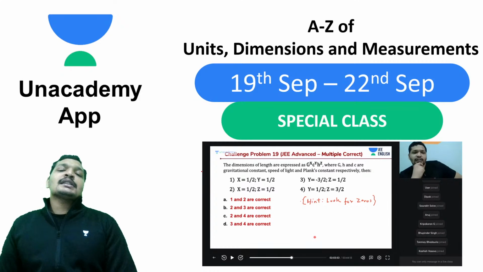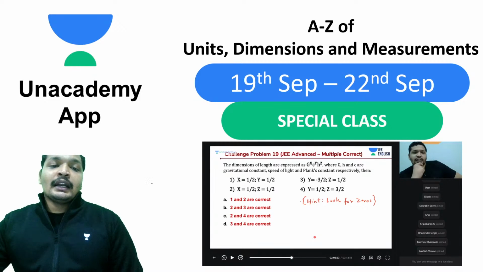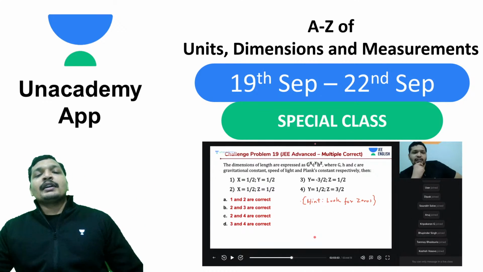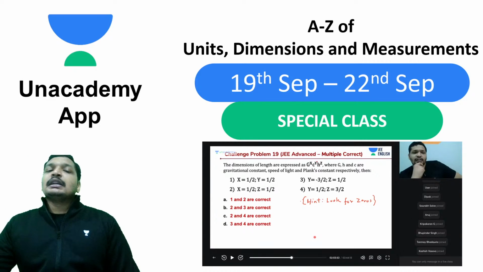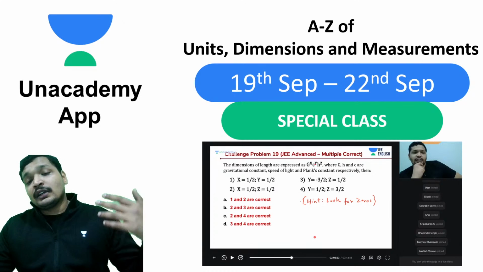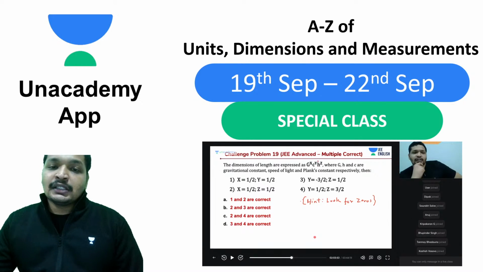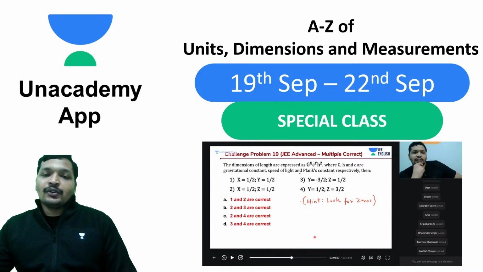And yes, students, we have already completed units, dimensions, and measurements. And if you are already attending this PYQ session, you know why this is important, because this is very easy. This is typically like the most asked or definitely asked topic in your JEE Mains and JEE Advanced, and it's also less time consuming during your preparation as well as during your exam.